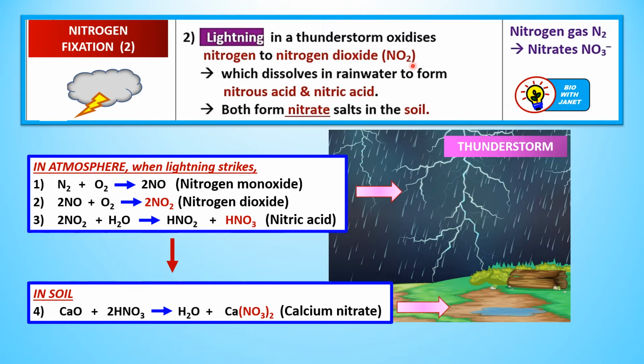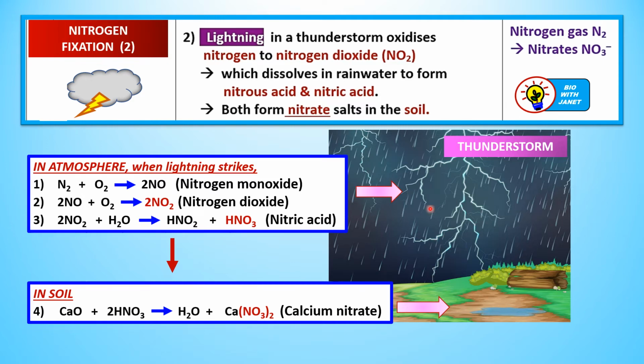So this nitrogen dioxide then dissolves in the rainwater to form the acids, nitrous acid and nitric acid. And when these nitrous acid and nitric acid fall to the ground, they react with certain compounds in the soil to form the salts called the nitrates. All right, then these nitrates are the compounds that can be absorbed by the plant roots.